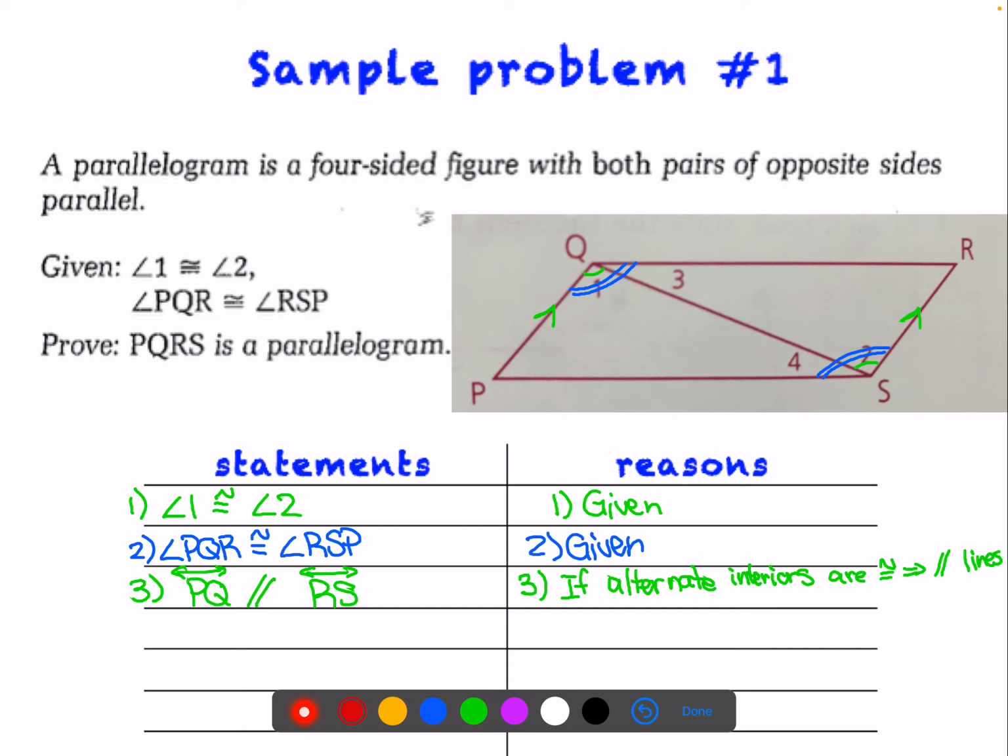Now, next, I have this blue angle here and I have this green angle. If I subtract the green from the blue, wouldn't I be left with angle 3 and angle 4? Well, yes. So from here I can say angle 3 is congruent to angle 4. So number 4, angle 3 is congruent to angle 4. And the reason that we can do that is the subtraction property. We just subtracted those two angles.